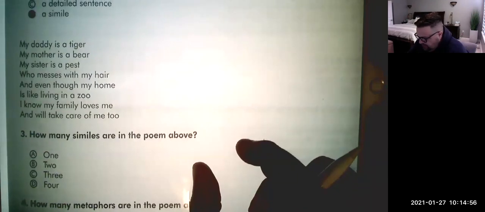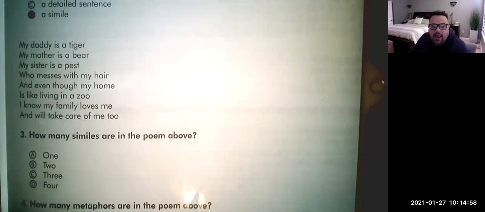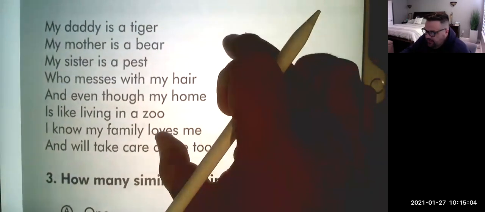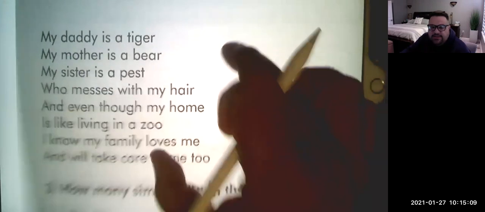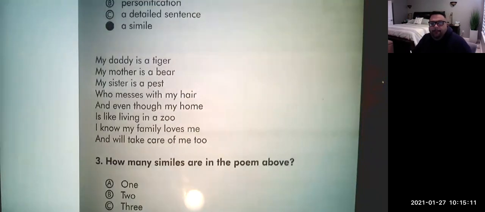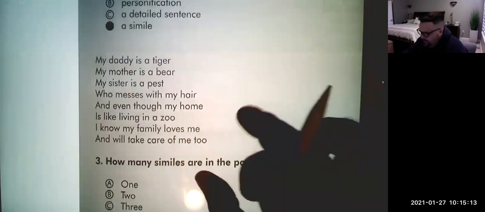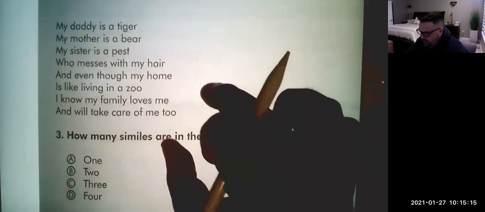So, Mr. Spina, the first question they're going to answer, number 3, and we want to know how many similes are in the poem. I'm going to make this bigger before we pause so you guys can see. Figure out how many similes. It's either 1, 2, 3, or 4. Count the similes. Pause the video now. Okay, Mr. Spina, how many similes do you see?